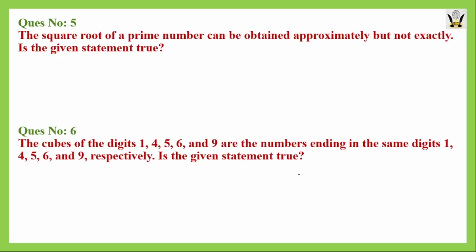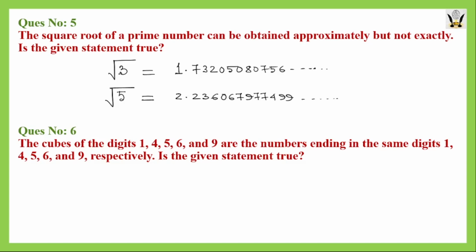The next question says, the square root of a prime number can be obtained approximately but not exactly. Is the given statement true or false? We know that 3 and 5 are prime numbers. So first we will try to find the square root value of 3 and 5, and then we will see what we get. Now the square root of 3 is coming as 1.732050800756 and so on. That means this is a non-terminating decimal and this is not a repeating decimal.